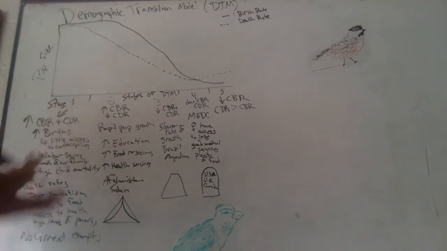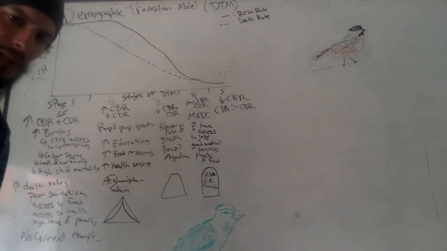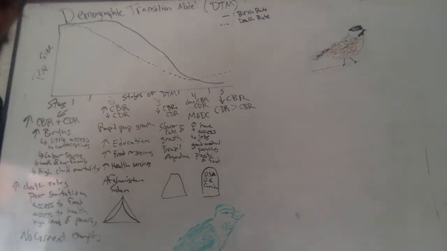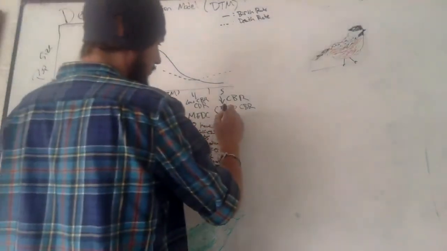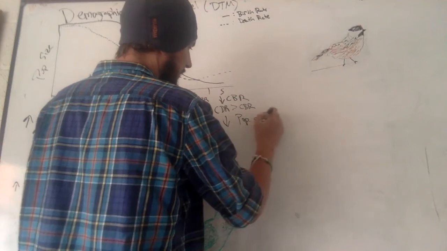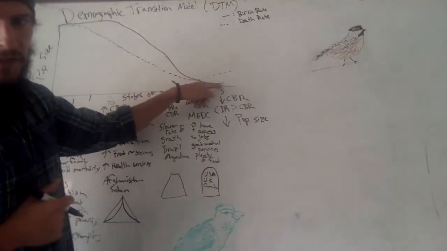So you might think, what's going to happen there? Well, you're going to end up with a population that's not really replacing itself. So this is going to shrink the population size. It will start to go down. We have people that are dying, but we don't have enough births to replace those people.